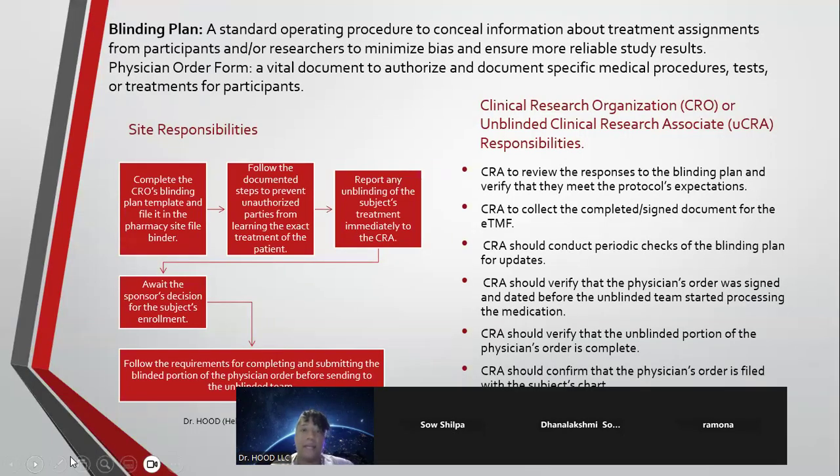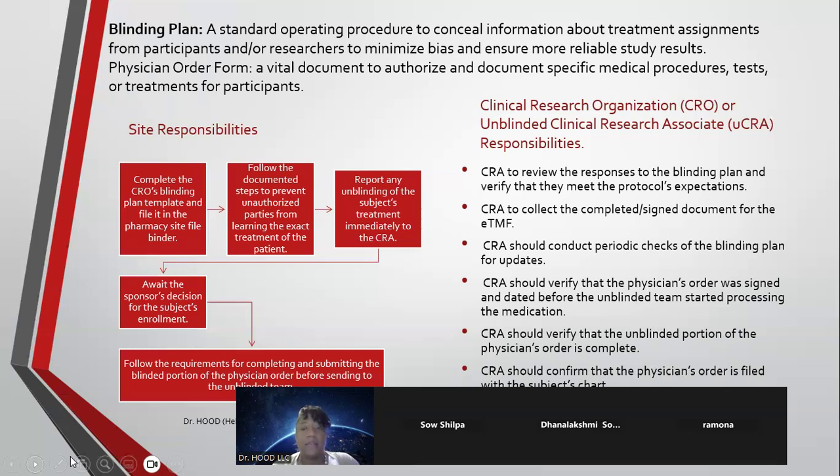Okay, the blinding plan. So the blinding plan is a standard operating procedure to conceal the information about the treatment assignment. So again, based on the protocol, in some protocols, the treatment is blinded to just the patient. In some protocols, the treatment is blinded to the PI and the blinded staff, and only the unblinded team knows. So in the event that this happens, the site has to complete this blinding plan. It's usually a template provided by either the sponsor or the CRO, so they can detail how they're going to hide the identity of the drug.